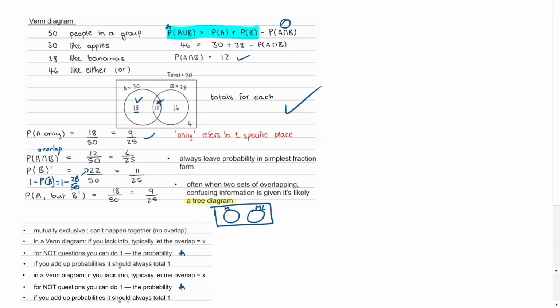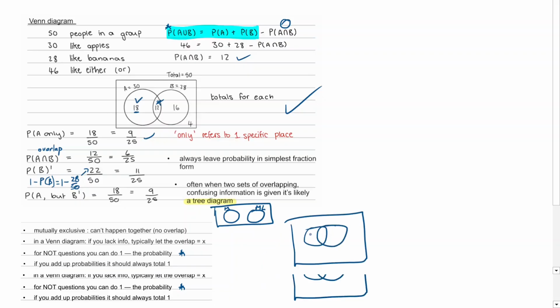And if you add up all your probabilities, the total should always be 1. And so you might get questions where the probability of A is given as 0.3, and the probability of B is given as 0.6, and you've got to work your way around there. Remember that the total, when you work out the probabilities, will always be 1. And so you could work your way backwards from there to work out everything.